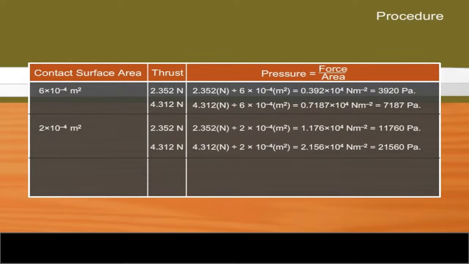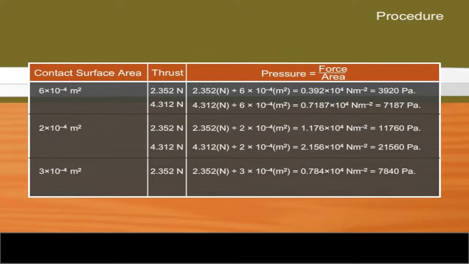4.312 newton. 4.312 newton divided by 2 into 10 raised to the power minus 4 meter square is equal to 2.156 into 10 raised to the power 4 newton per meter square, which is equal to 21560 pascal. Now for 3 into 10 raised to the power minus 4 meter square.